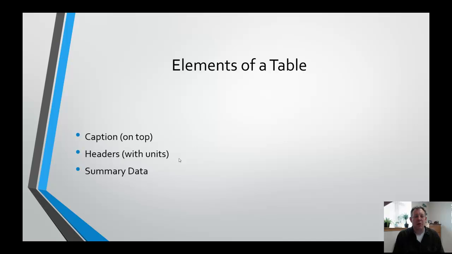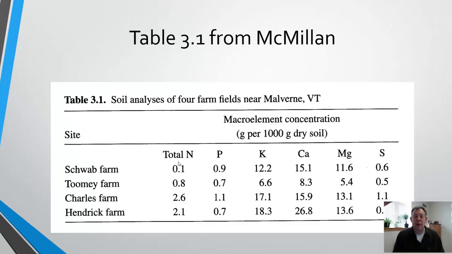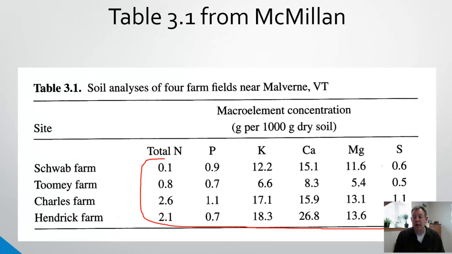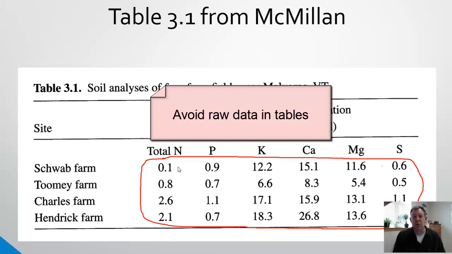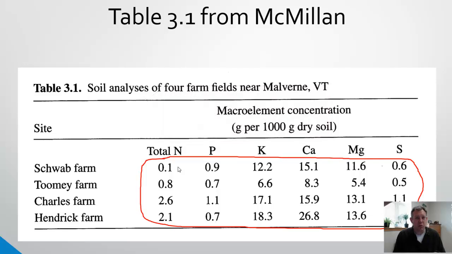Third thing we want to look for is the data itself. And note that I put summary data, okay? Another thing that we see a lot of times with students is they tend to put raw data into a table, the data that they actually collected. Sometimes you want to do that, but often you do not. Most of the time, what you need here are summaries, like the mean concentration.